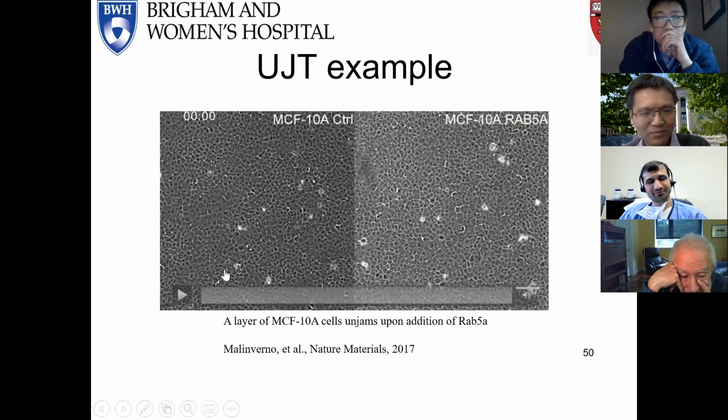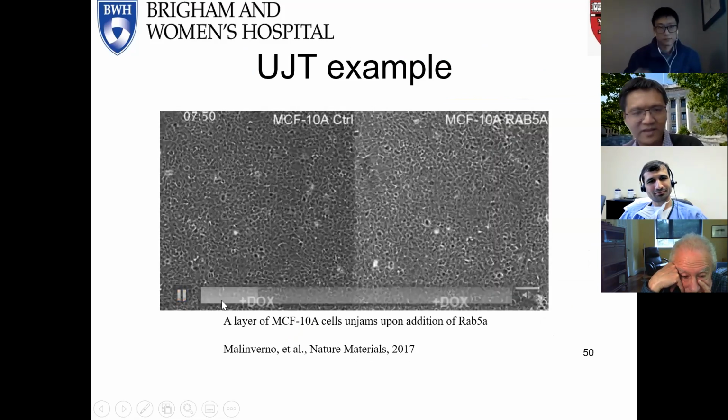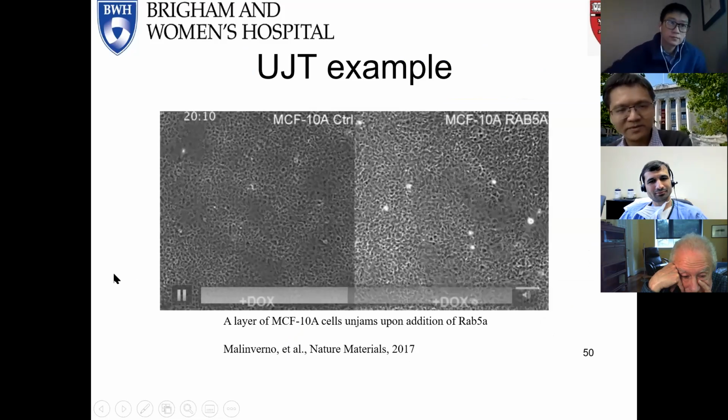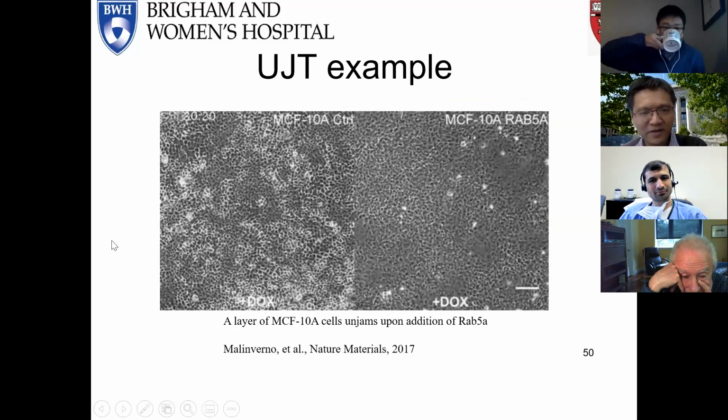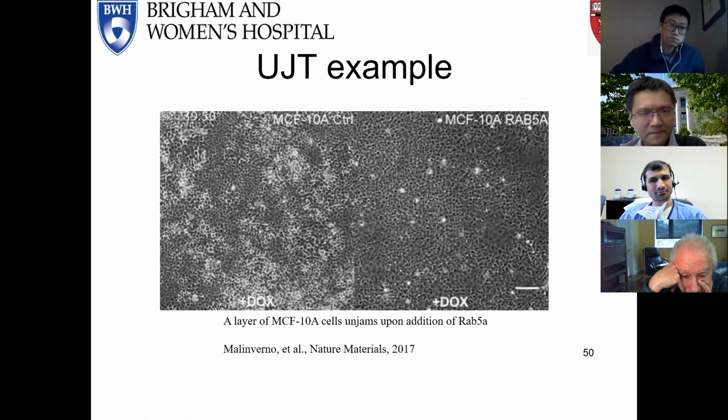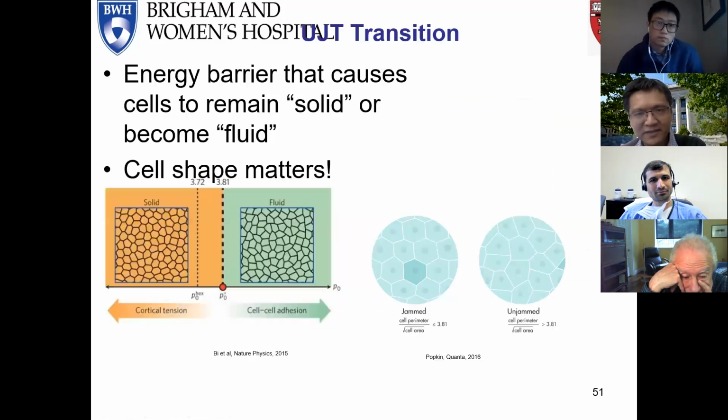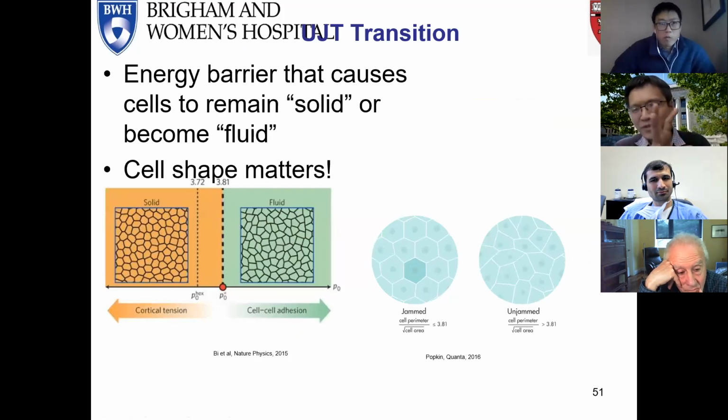This is an example of unjamming transition: MCF10A cells that unjam upon the addition of RAB5A. So there are a number of factors that can induce this, but we're interested in mechanics and geometry, right? So we look at the shape of the cells in this case.